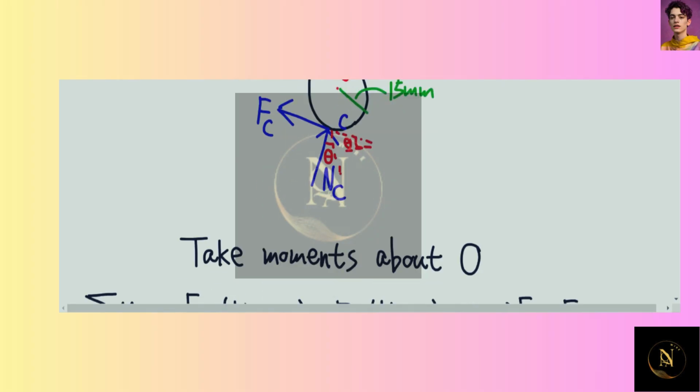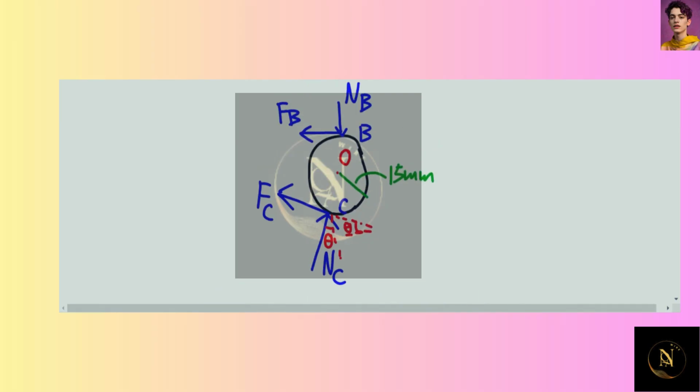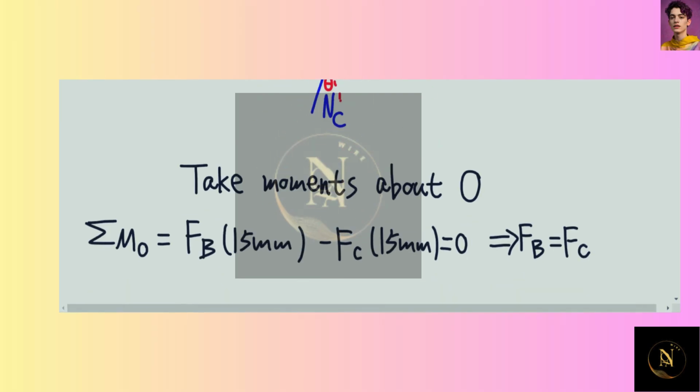Okay, so this is the force diagram for the roller. Let's take a look at the moment about point O. Consider counterclockwise moment as positive and clockwise moment as negative. This gives us FB times 15 millimeter minus FC times 15 millimeter is equal to 0. Therefore, FB is equal to FC. FB here is the friction at point B, FC here is the friction at point C.